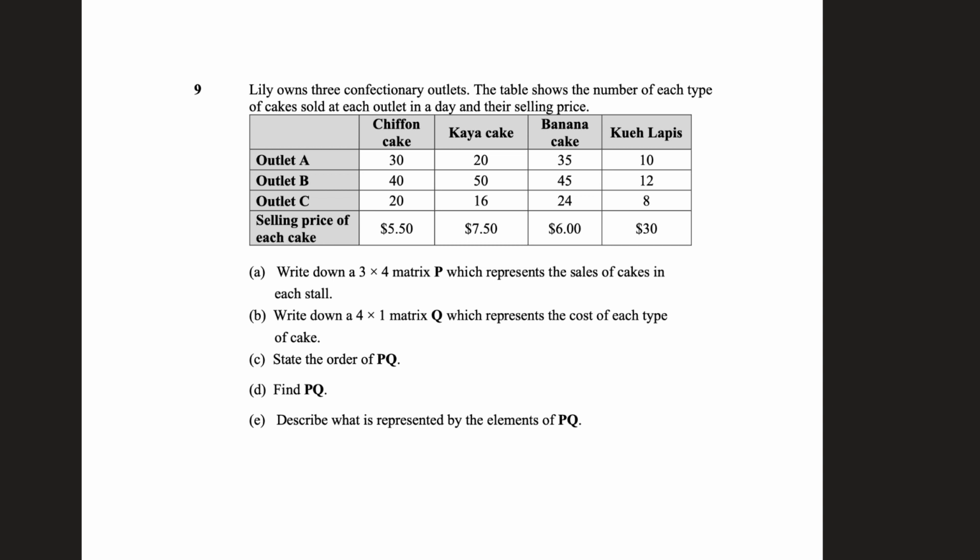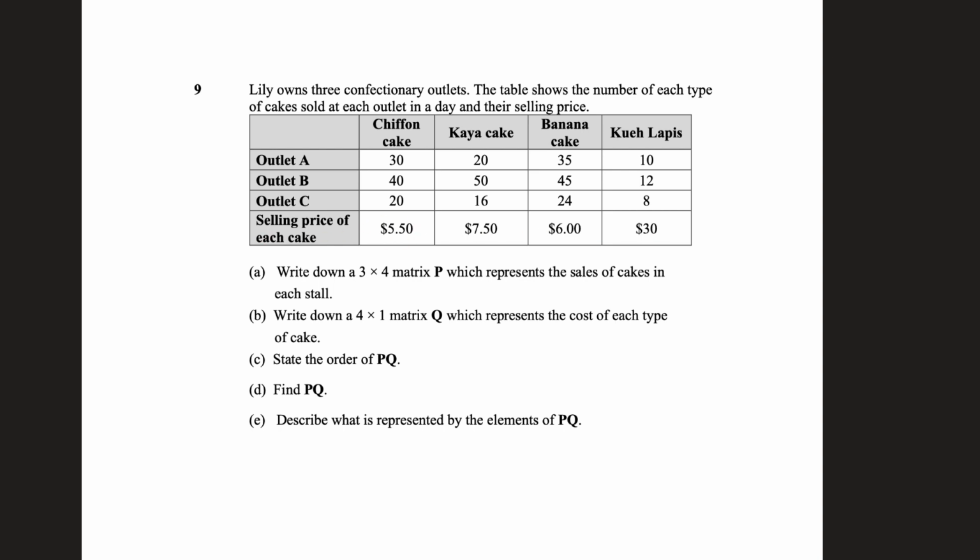Okay, question 9. Lily owns 3 confectionery outlets. The table shows the number of each type of cakes. Write down a 3 by 4 matrix P that represents the sale of cakes in each stall. So I think it makes sense here because it's a 3 by 4 matrix of sales of cakes.